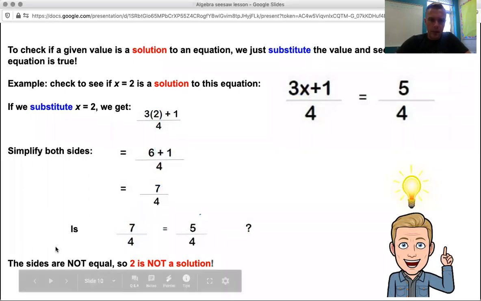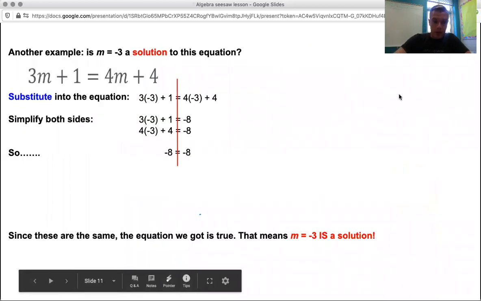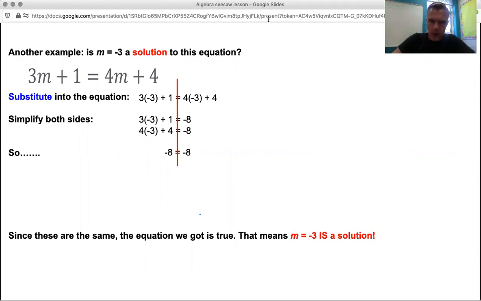We'll unannotate here. There we go. All right. So check this out. I'd like to draw a handy dandy red line right down the middle of my equation and make sure this thing is balanced out. Now we're going to take a test to see if -3 is a solution for this bad boy here.